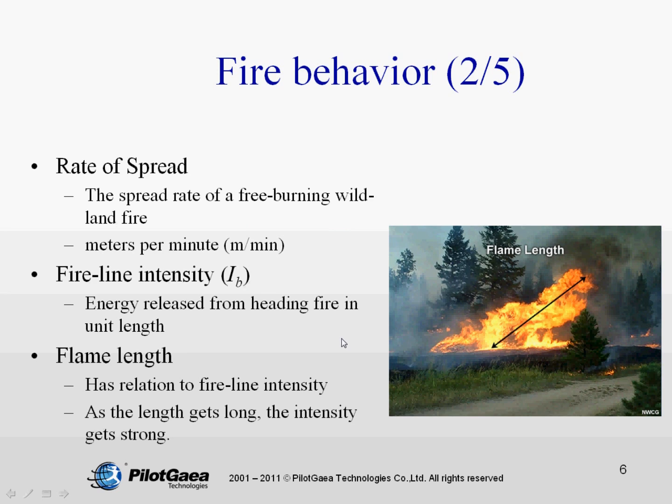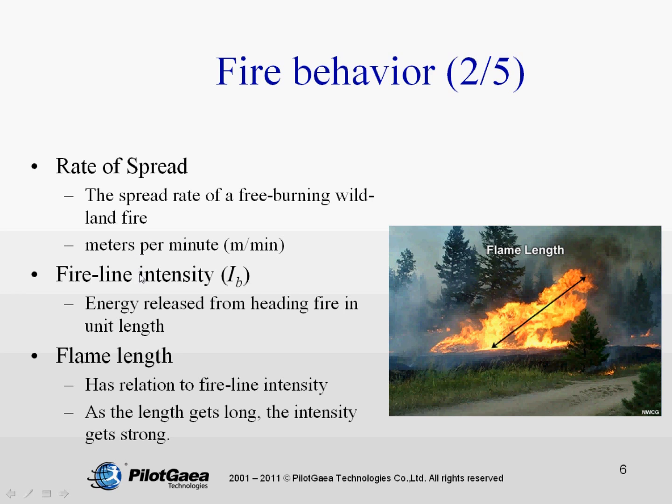Next, let's see some factors about the spread of fire. The first is the spread rate of a free-burning wildland fire. The spread rate means the speed of movement of the front-end fire, also meaning the moving distance in each minute. The unit is meters per minute.